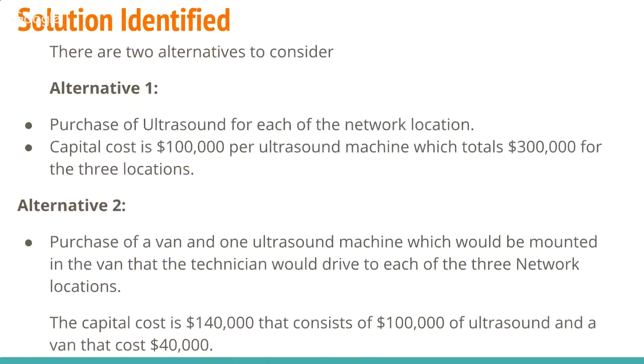The 2 alternatives identified are: alternative 1, purchase of an ultrasound for each of the network locations, with a capital cost of $100,000 per ultrasound machine, which totals $300,000 for the 3 locations. Alternative 2 is purchase of a van and 1 ultrasound machine, which would be mounted in the van that the technician would drive to each of the 3 network locations. Its capital cost is $140,000, consisting of $100,000 for the ultrasound and $40,000 for the van.